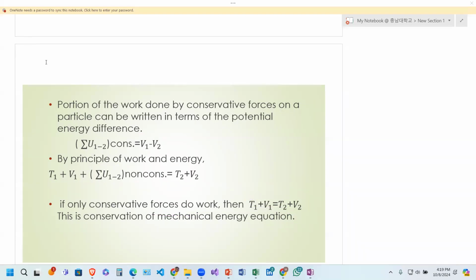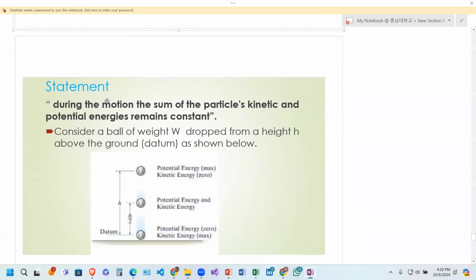Okay, let's continue and look at the statement. During the motion, the sum of the particle's kinetic and potential energy remains constant. That is the statement. So that means mechanical energy is conserved. That also brings us to the principle of energy: energy cannot be created or lost. Remember that principle. Anyway, you guys know it.